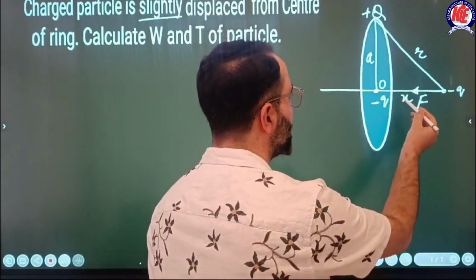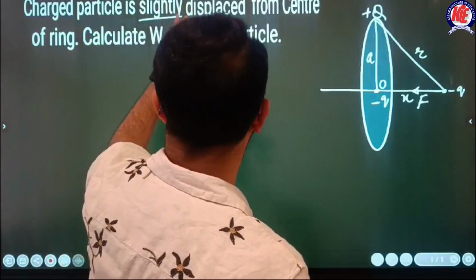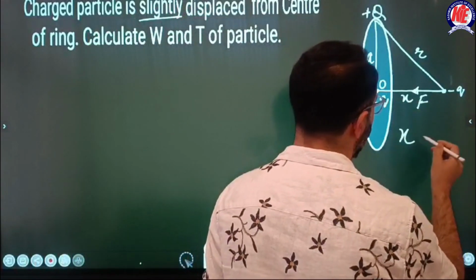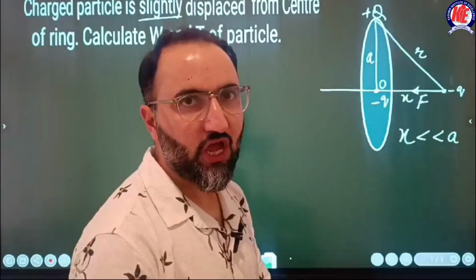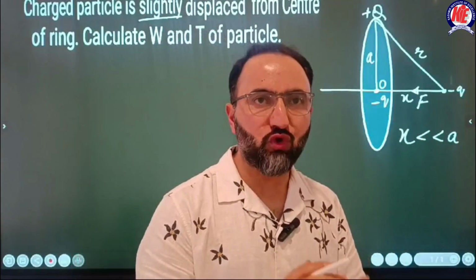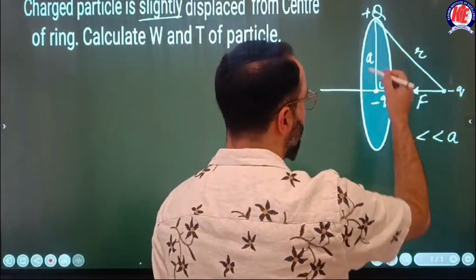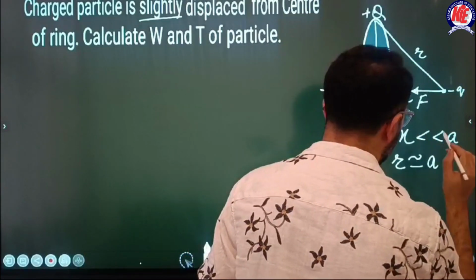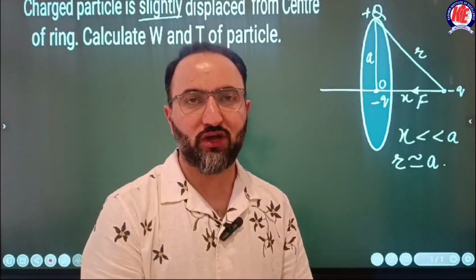Okay, now what is the displacement? That is equal to x. And see, the question is like this: it is slightly displaced from the center. Slightly displaced, what does that mean? That means this x is very small compared to a, compared to the radius of this ring. When this x is very small, we can easily replace this r by a. Approximately, we can write this r is equal to a. All right, so we are going to calculate the force.